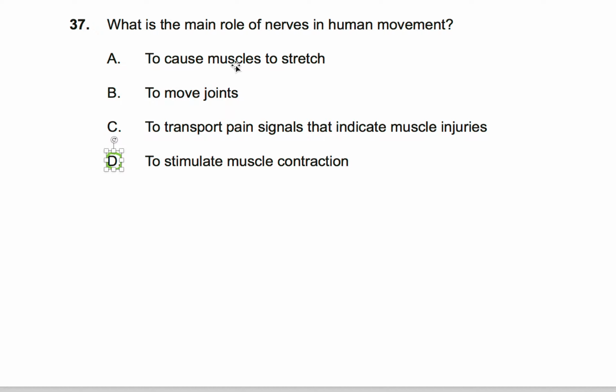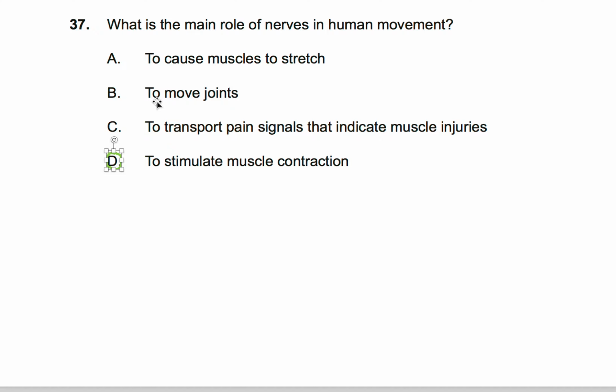Why not A? Because A is the exact opposite of contraction. We know nerves cause contraction, not stretching. Stretching is like relaxing, right? So nerves don't cause relaxation, they cause contraction. Therefore, it has to be D.